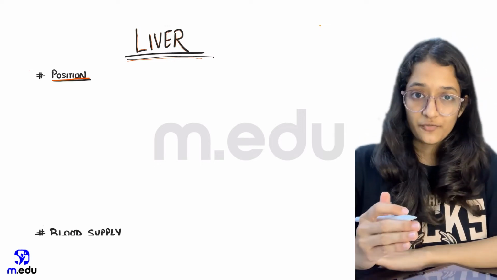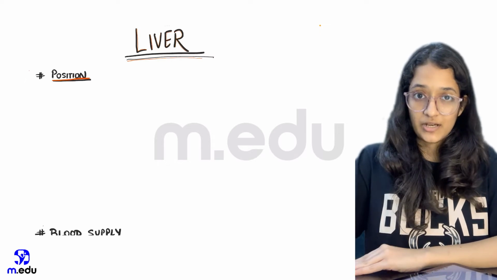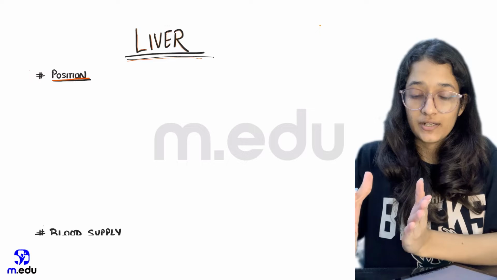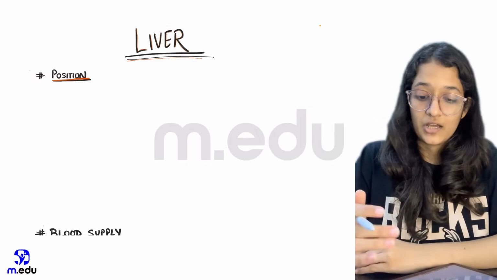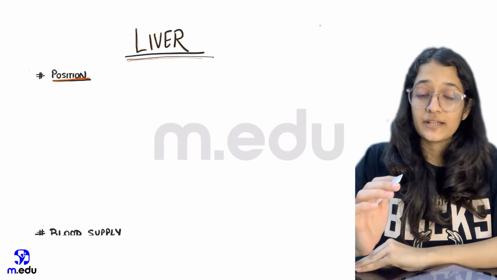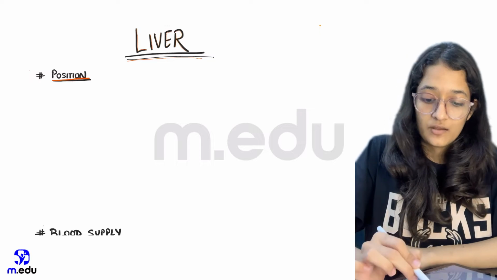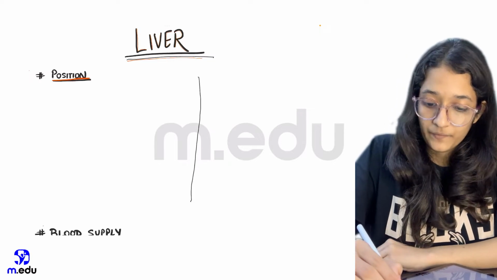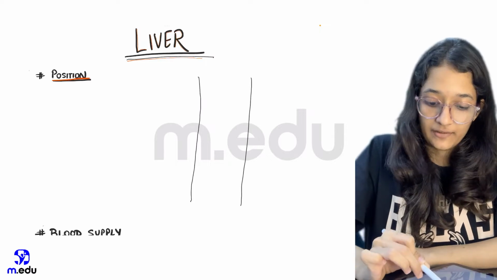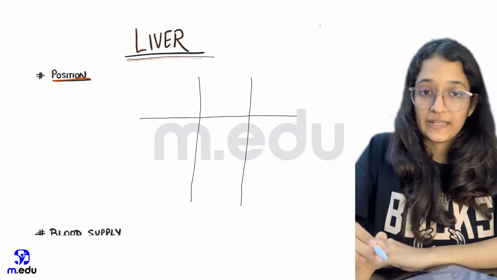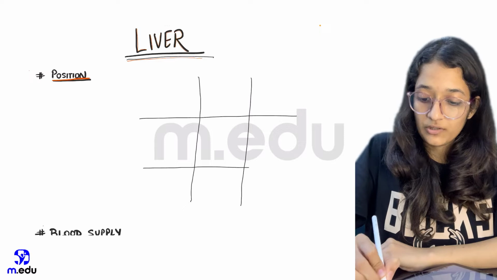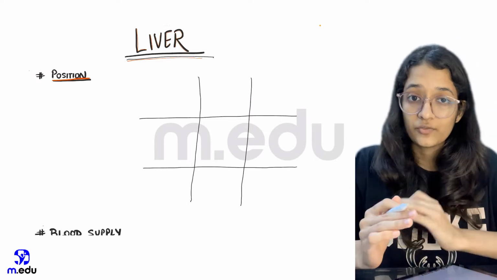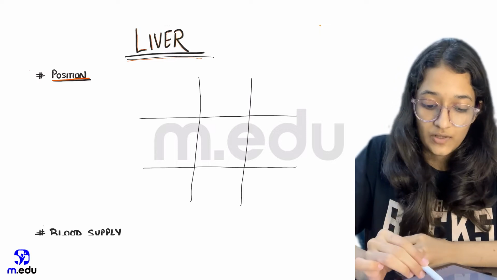So first of all, when we talk about the liver, we should have a good understanding of where it is placed anatomically. So if we take a 9-quadrant system, this is the right vertical plane, the left vertical plane, the transpyloric plane, and the transtubercular plane. The liver occupies 3 out of those 9 quadrants.